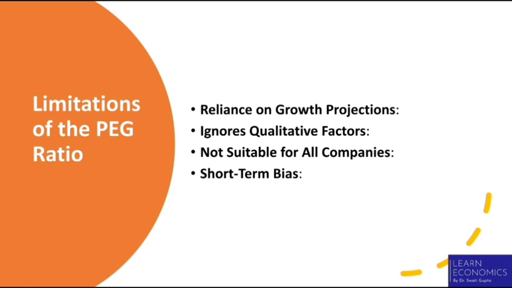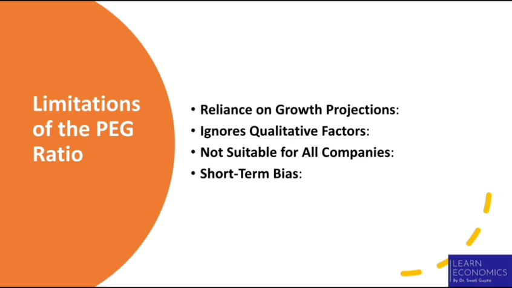Second, ignores qualitative factors. The PEG ratio focuses purely on numerical data and doesn't consider qualitative factors such as business risk, competitive scenario, and management quality. For example, two companies might have similar PEG ratio, but one company operates in a stable industry with strong leadership while the other company faces significant risk. So, if we are not considering these qualitative aspects, the PEG ratio alone can give an incomplete picture.